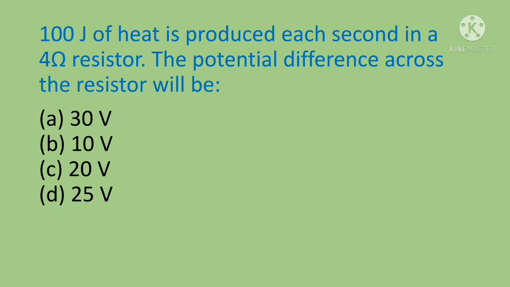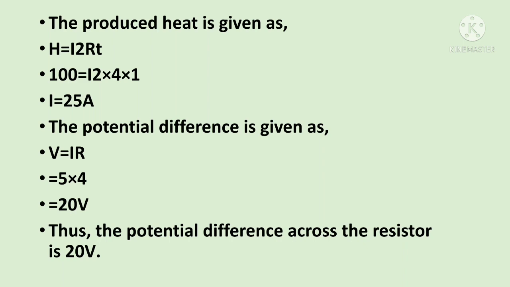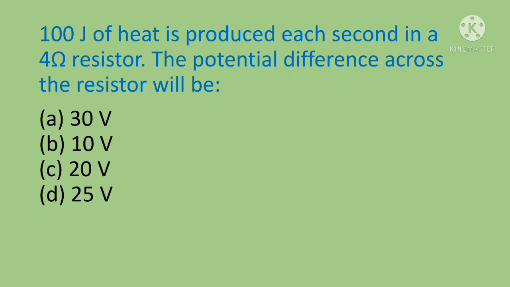Then find the correct option in this: 30 volt, 10 volt, 20 volt and 25 volt. So the answer is 20 volt. The right option is option C, that is 20 volt.